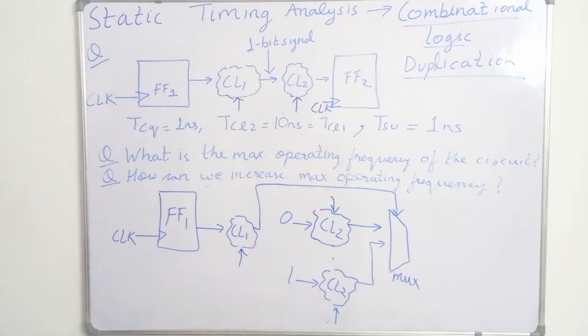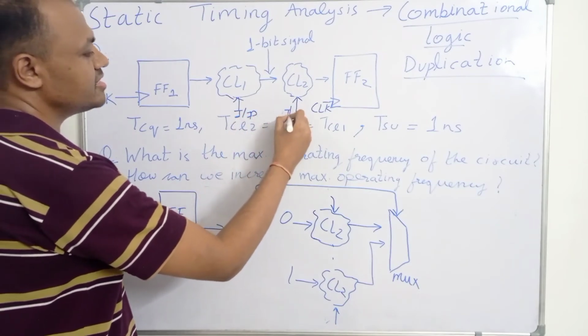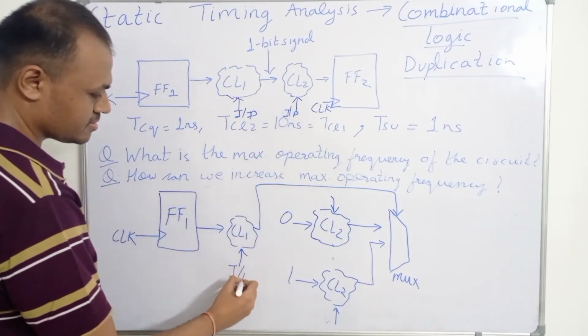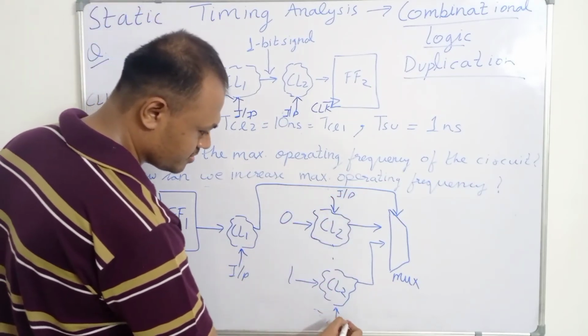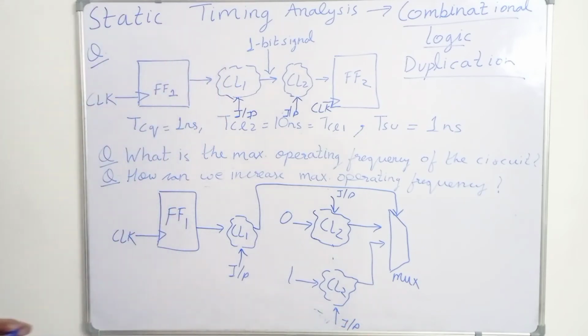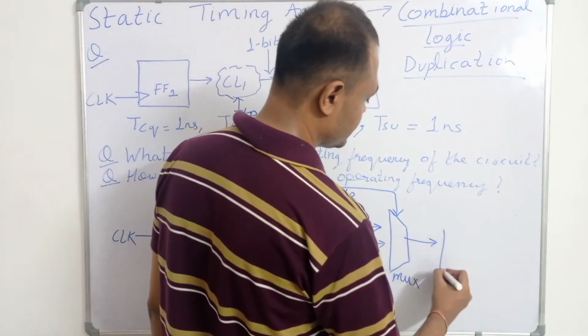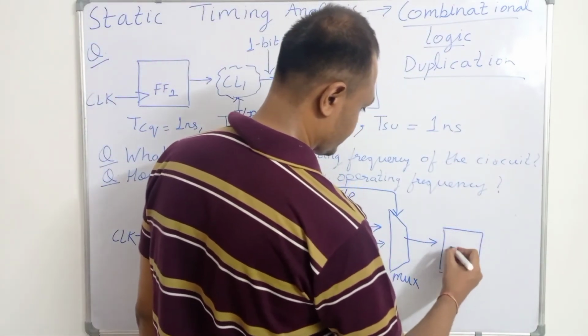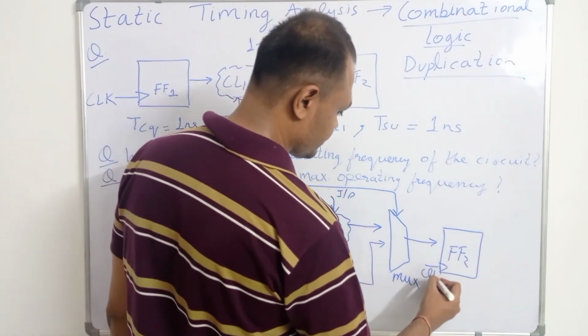So the output of combination logic 1 works as the select line to this mux, and the output of this mux will go to flip flop 2. And this is the clock signal.